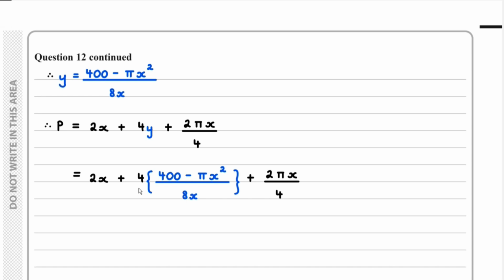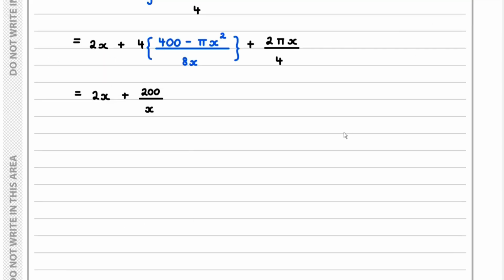So let's try to simplify this. Well, we've got this 2x here. Then we've got 4 times by negative pi x squared over 8x plus 2 pi x over 4, those simplify to 0, and then we've got 4 times by 400 over 8x, which is 200 over x. So this simplifies to 2x plus 200 over x. And therefore we can rewrite this as 2x plus 200x to the negative 1.